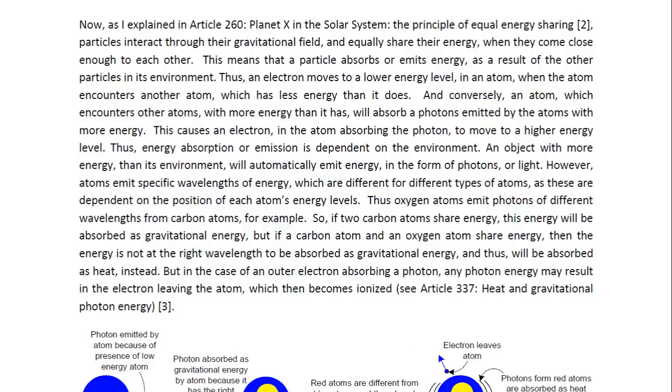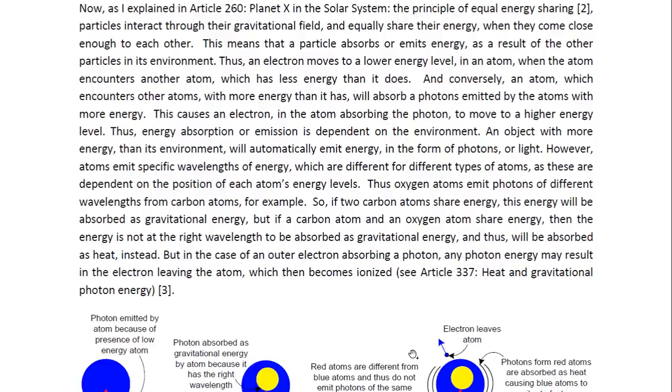However, atoms emit specific wavelengths of energy which are different for different types of atoms, as these are dependent on the position of each atom's energy levels. Thus, oxygen atoms emit photons of different wavelengths from carbon atoms, for example. So if two carbon atoms share energy, this energy will be absorbed as gravitational energy. But if a carbon atom and an oxygen atom share energy, then the energy is not at the right wavelength to be absorbed as gravitational energy, and thus will be absorbed as heat instead.